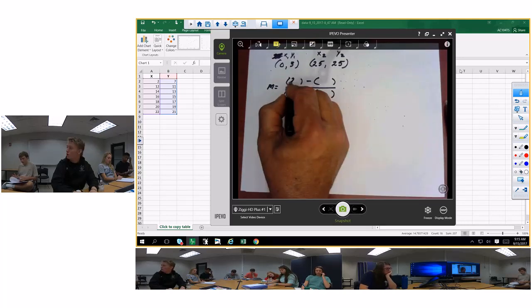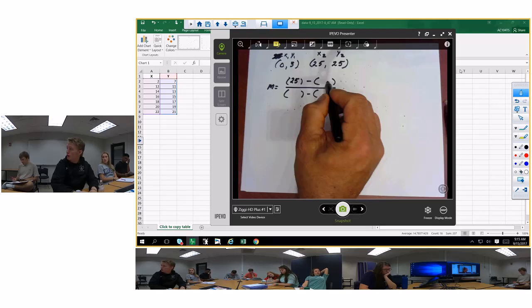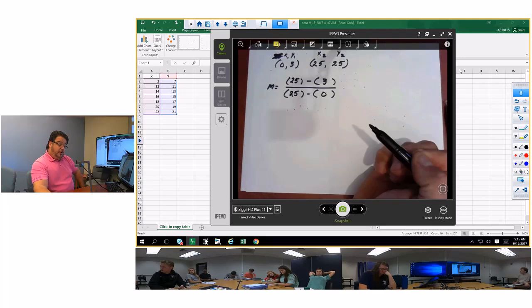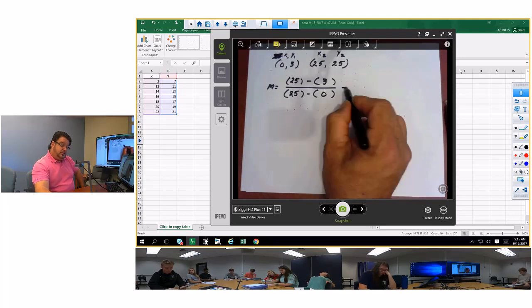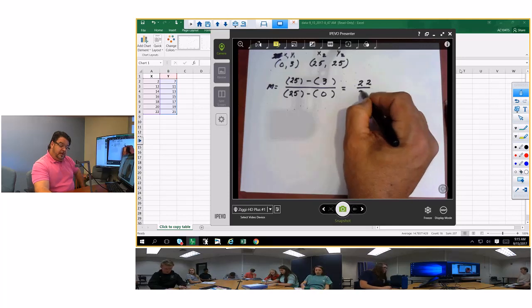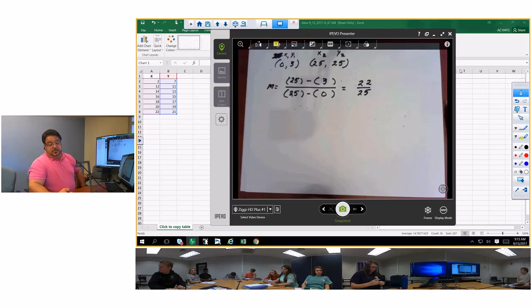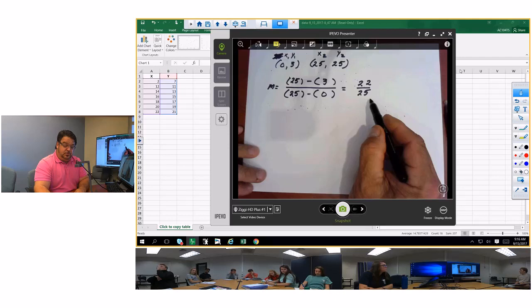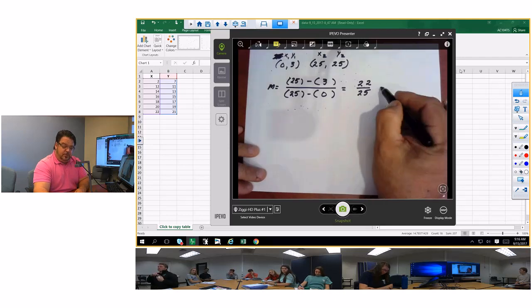So 25 minus 3 over 25 minus 0. So that's going to be 22 over 25. Now that's not reducible. You get 11 over 12.5. But the whole point is you're close to 1. So you got a slope that's basically close to 1. You could use a decimal here if you wanted to. Somebody divide 22 by 25. What do you get?